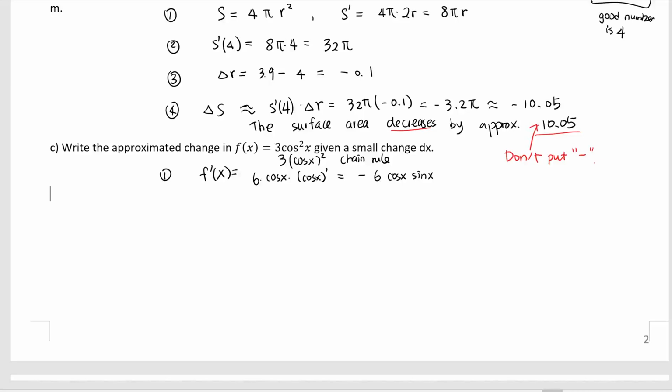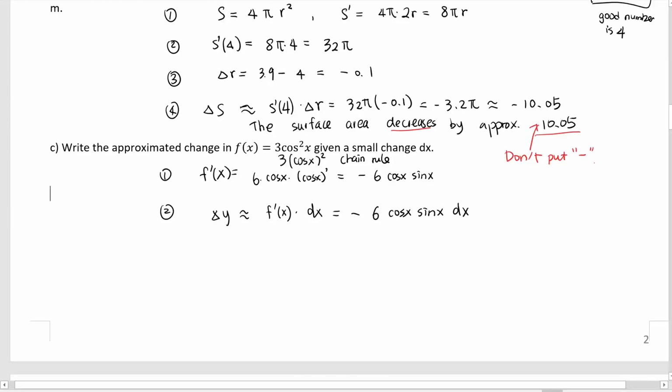And here, because we don't know how the x is changing, we can just use our formula to approximate change. So change of y is approximately f prime of x times, because we're given a small change dx, let's keep it dx. So that's negative 6 cosine x sine x dx. Okay, so this is our answer. So far, so good, everybody? So that is the linear approximation.